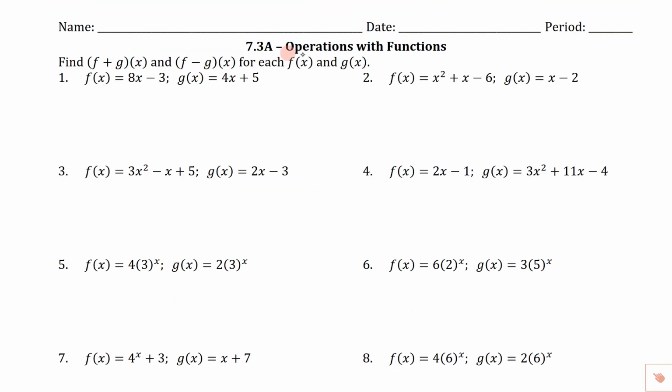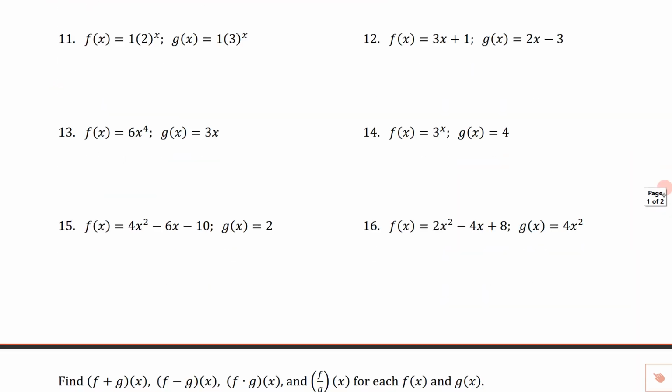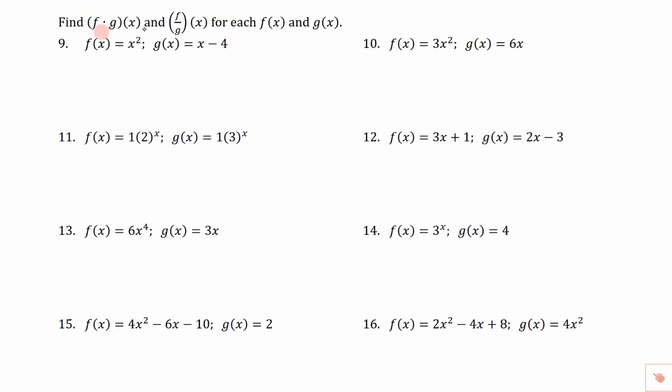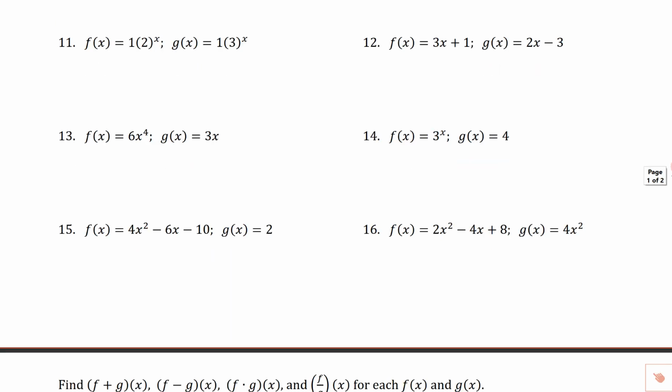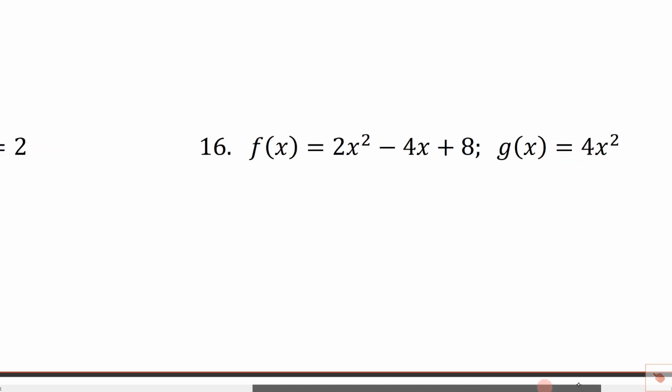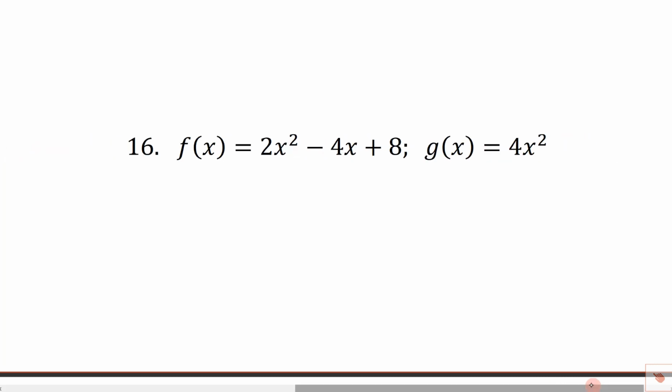All right, this is assignment 7.3a, operations with functions. Let's slide down here and take a look at problem number 16. On number 16, it asks us to multiply and divide here. So f times g and f divided by g. Let's go ahead and take a look at the f times g. We've done one like this just a second ago. So this would be f times g of x.